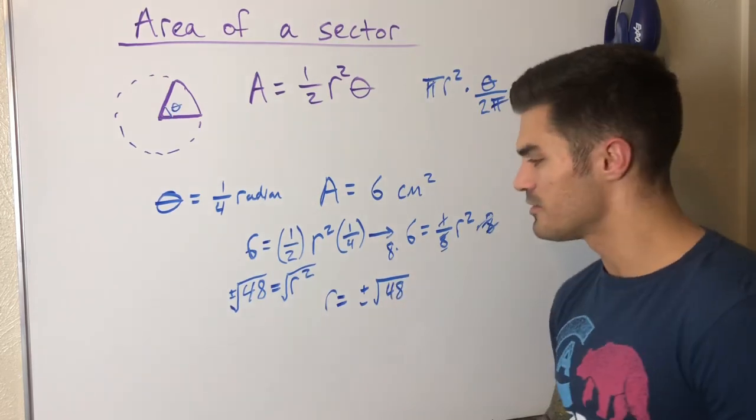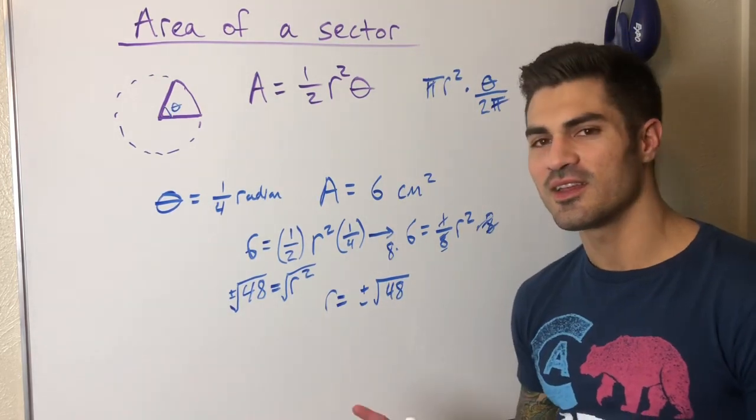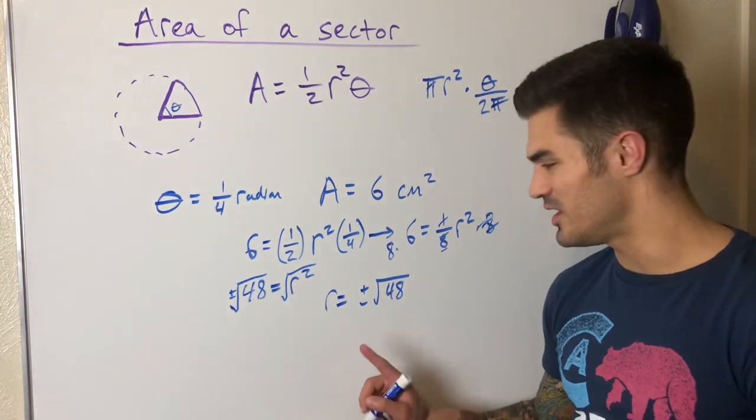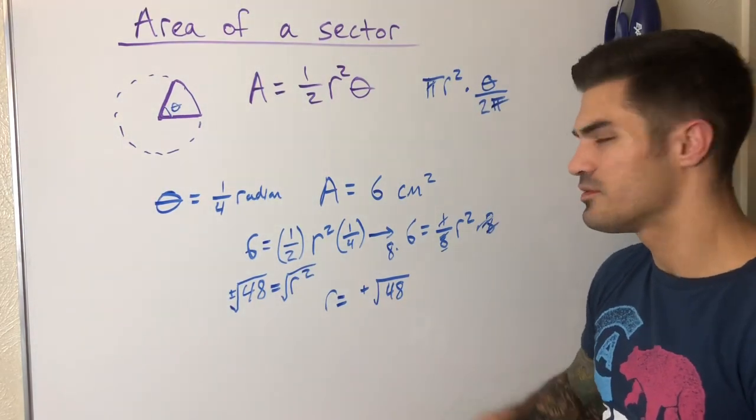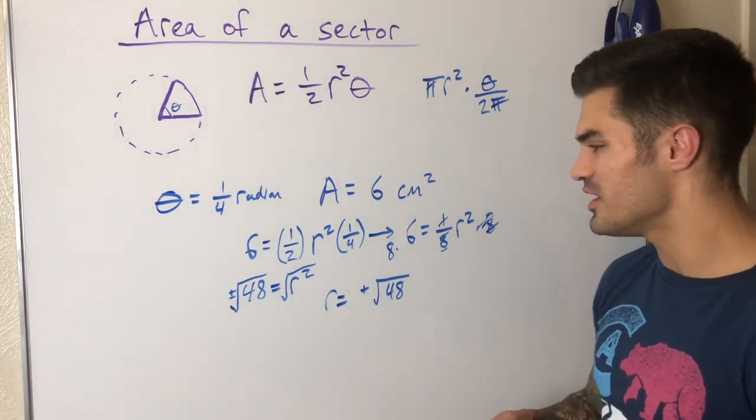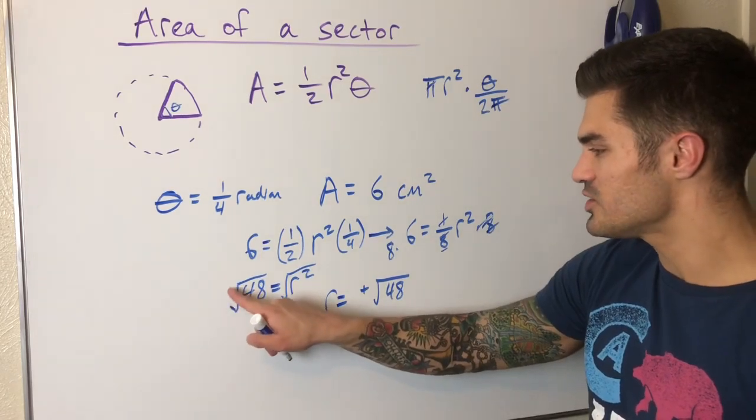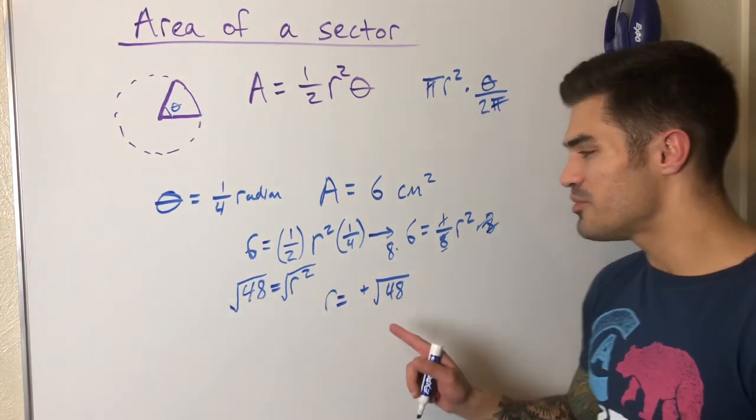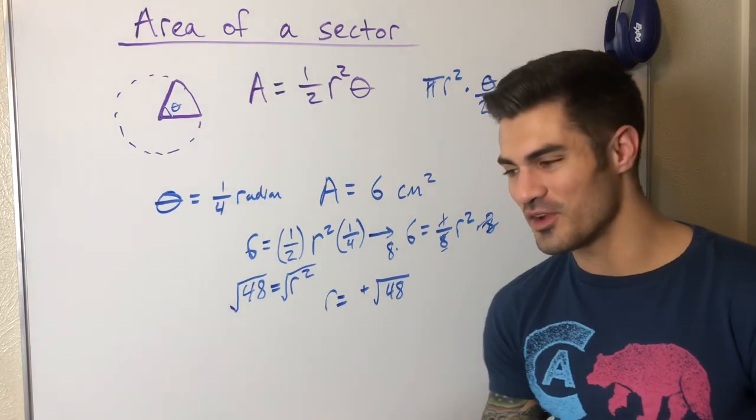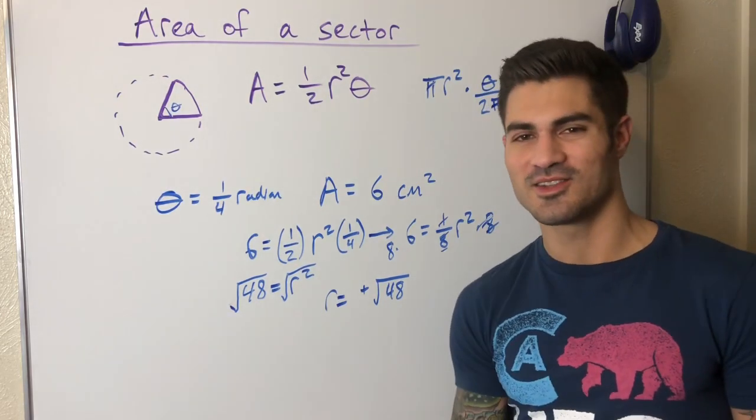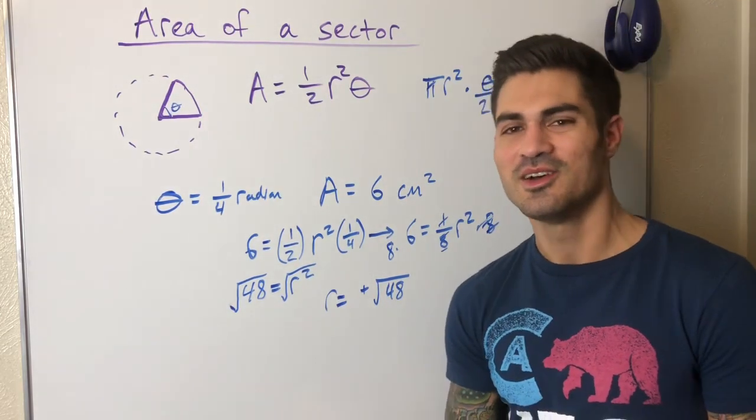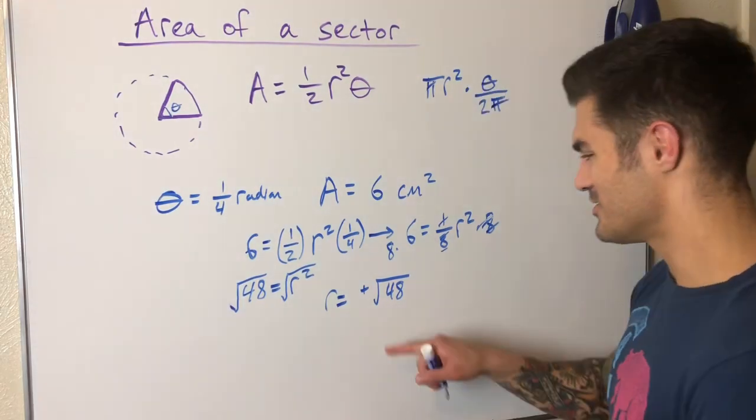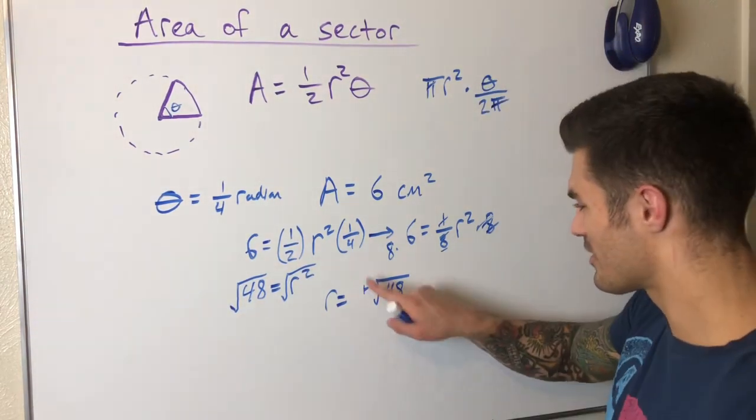But wait a minute. Radius, that's a length, right? A length can't be negative. Let's throw that out, okay? Length can't be negative, so we throw that out. I just wanted to point that out because a lot of people will accidentally get the right answer. They'll forget that plus or minus is a thing, so they'll just take the principal square root and they'll, by chance, by luck, get the right answer, okay? But just always make sure.